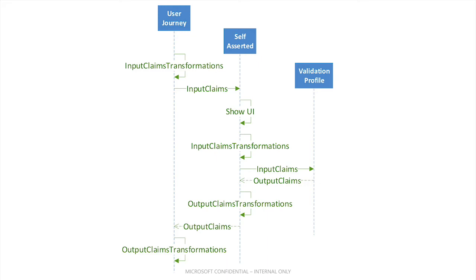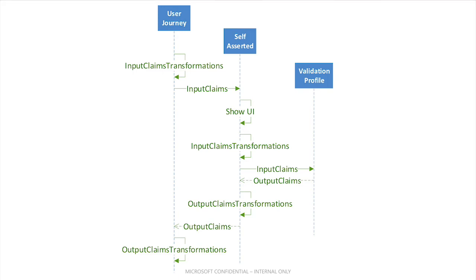This second set of input claim transformations never makes it out into the claims bag for the user journey. It's just done internally so that the validation technical profile can be invoked. There is another reason too. This process, from the show UI all the way to the output, can be repeated multiple times, and every time it is repeated, we want it to be a clean slate. We don't want, let's say, to increment some number by 1 every time the user says something, or have some other weird transformations happen. So we never do that.